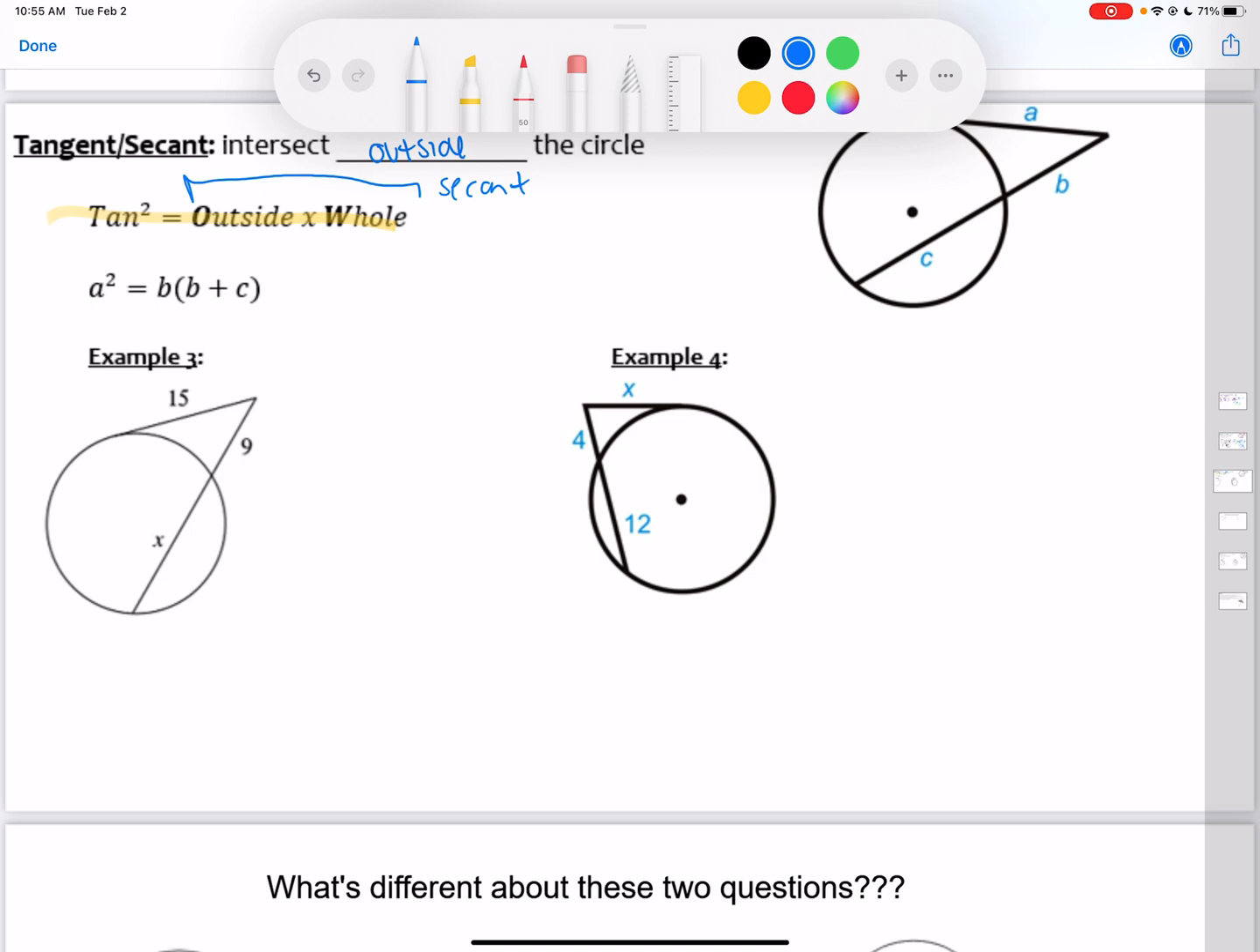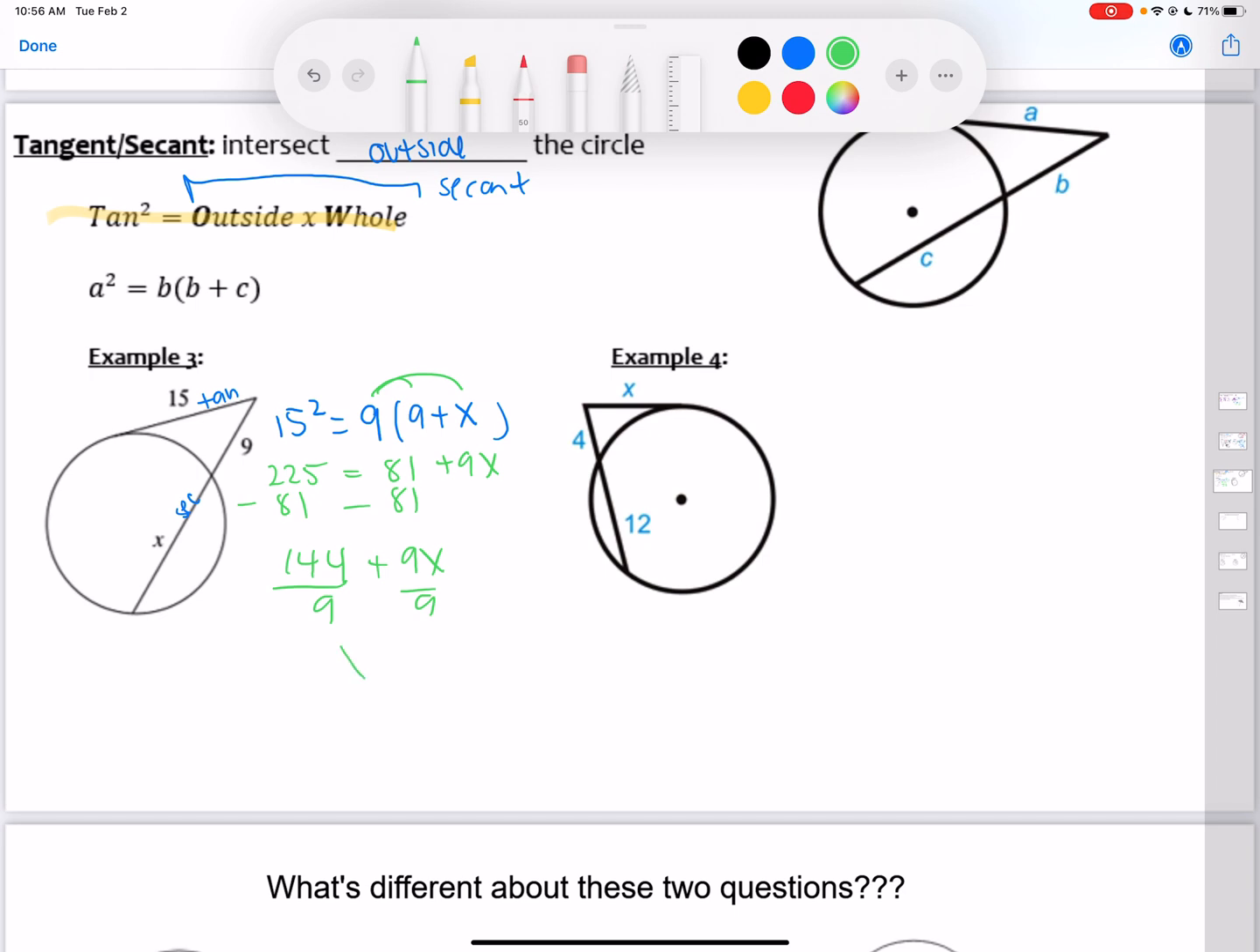So in this case, I want to ask myself, what's the tangent? For example, what's the tangent? And it's going to be that 15. And then that means that this guy is the secant. So it's tangent squared, so 15 squared equals outside, which is 9, times whole, which is 9 plus x. And then I'm going to solve this, just algebraic solving. So 15 squared is 225 equals 81 plus 9x. Subtract 81 on both sides. So 225 minus 81 is 144 equals 9x, divided by 9.